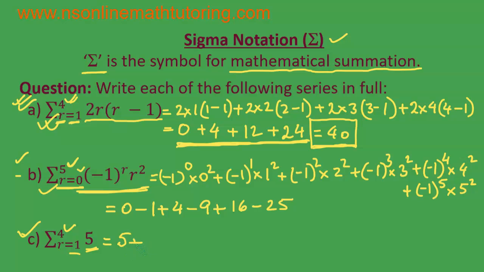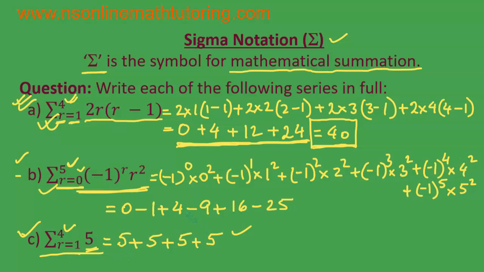Next, r is equal to 2. Again, we write the expression. It is 5. Plus, r is equal to 3. Expression is 5. r is equal to 4. Another 5. Okay. So we are having 4 5s. This is the series. So this is how we get the individual terms of a series when the series is given in the sigma notation form.